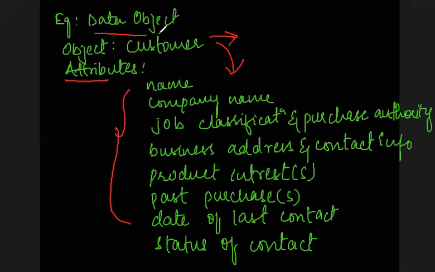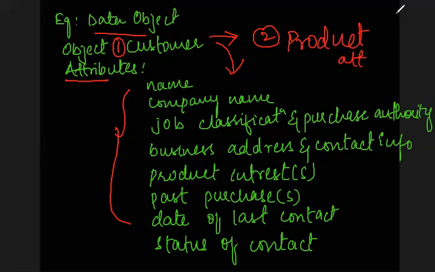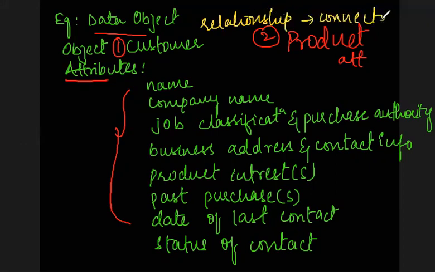Now in here you're going to define multiple data objects. The first example is the customer. If we take the second data object as product, when you define these different products, this product is also going to have different attributes. After you've defined the different attributes for the different objects, you're going to identify the relationship between them. Relationship means how they are connected. That is going to be identified.